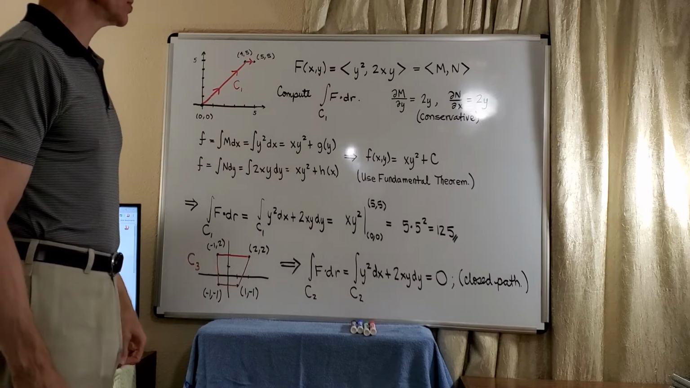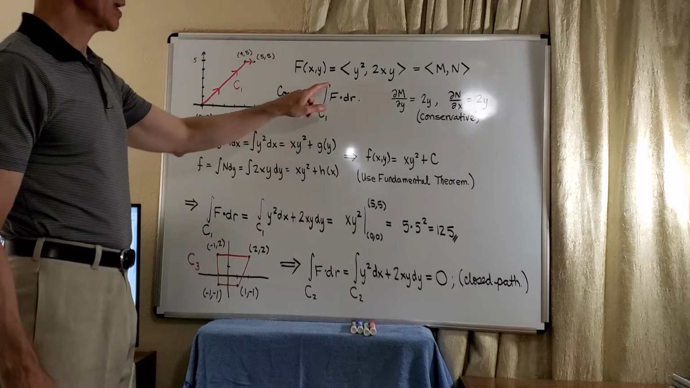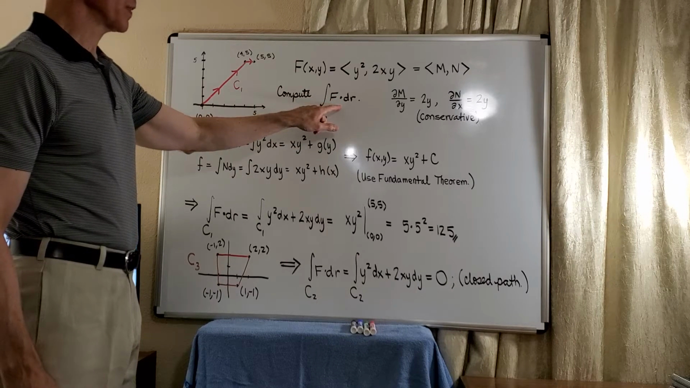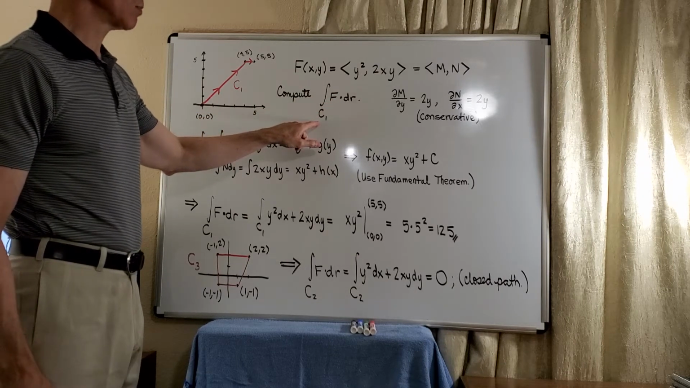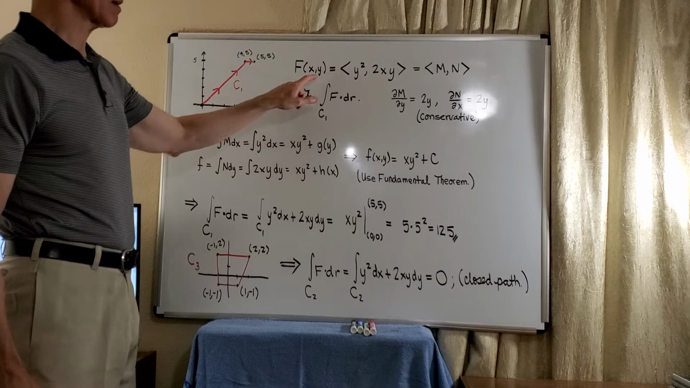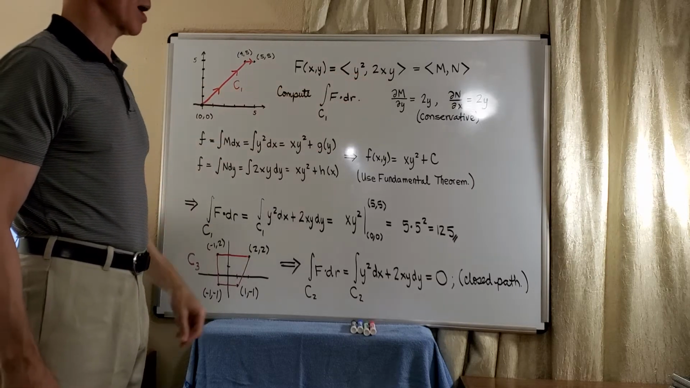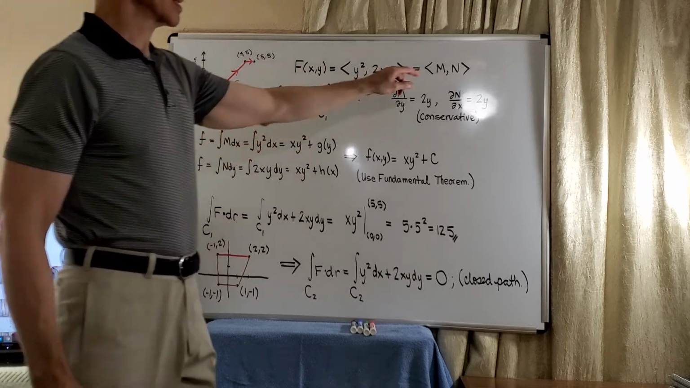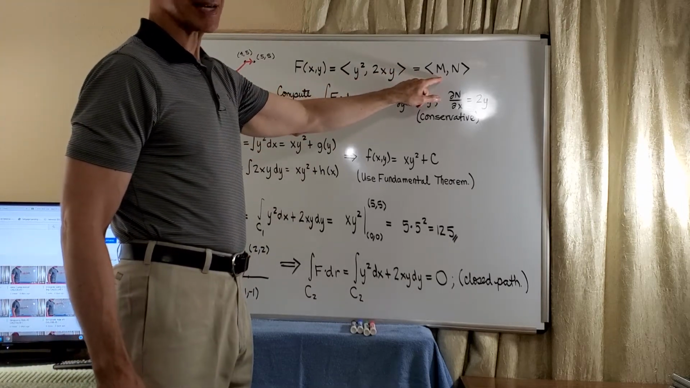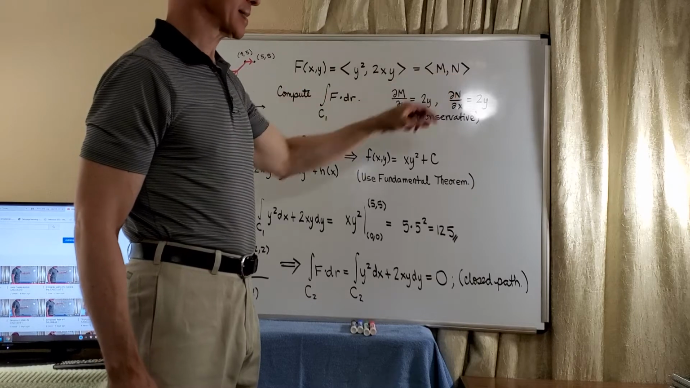And what we're asked to do is to compute the line integral of the vector field about C1. And our vector field F has first component y squared, second component 2xy. And of course, the labeling we use for the first coordinate is M, and for the second coordinate is N.